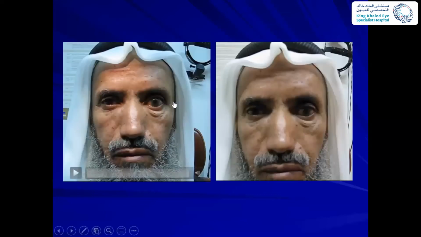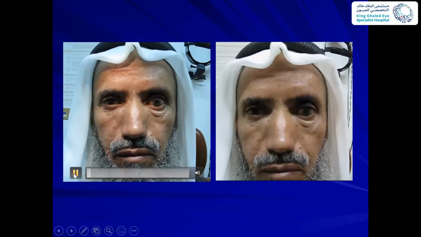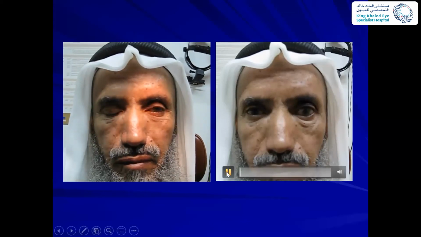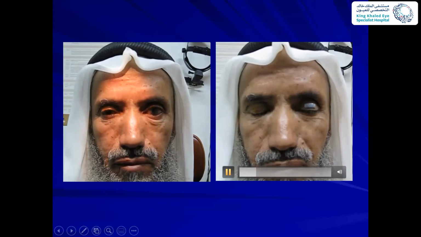This is just a video to show you how much improvement we expect with weight placement in the upper eyelid. This patient with the facial palsy in the left side, as you can see, the patient is blinking. This is without weight, and this is after putting a trial weight, and you can see the improvement in the blinking after putting the weight in the upper eyelid.